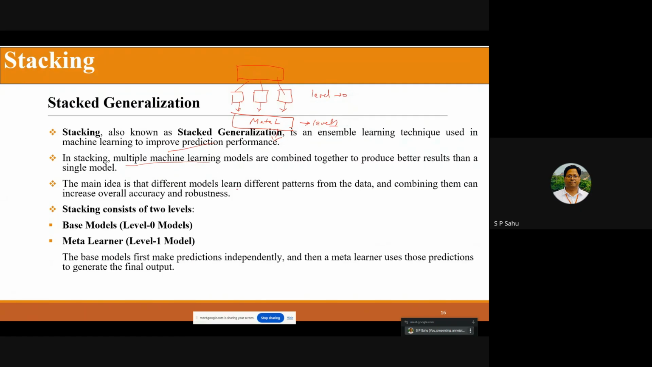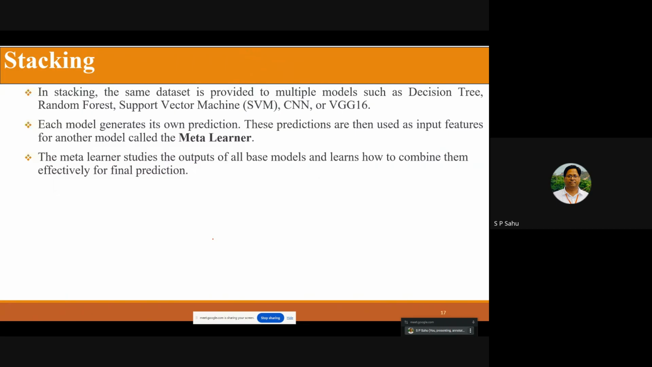So the main idea is that different models learn different patterns from the data. This is the concept, and combining them increases overall accuracy and robustness. Stacking may have 2 levels: level 0 as the base models and the meta learner as level 1. The base models first make predictions independently, and then a meta learner uses those predictions to generate the final pattern. Simple. You can go through the stacked generalization structure in the literature as well.